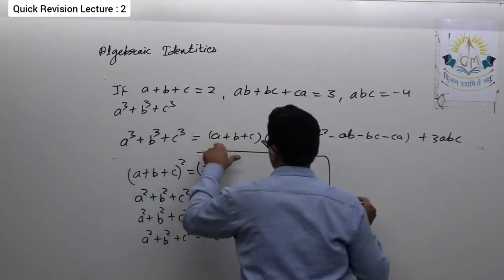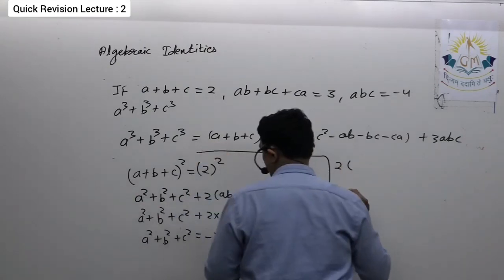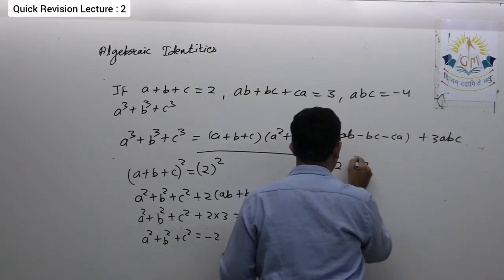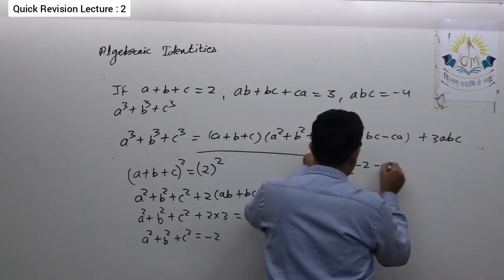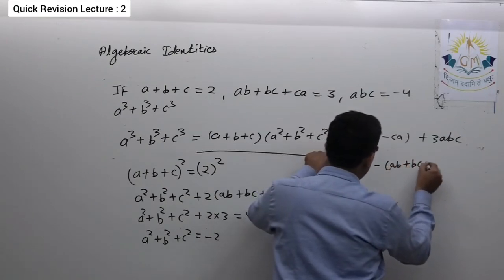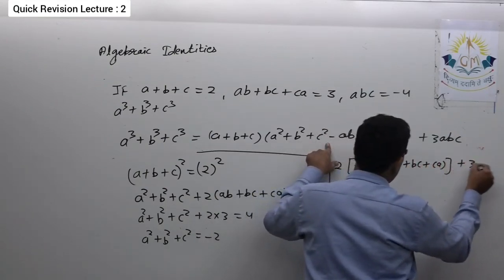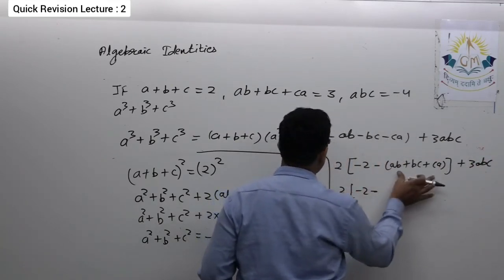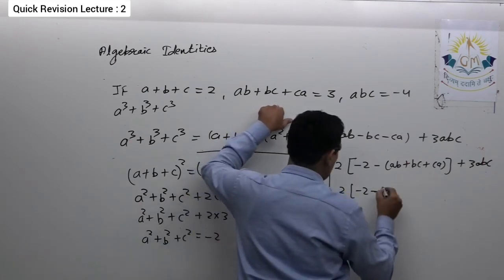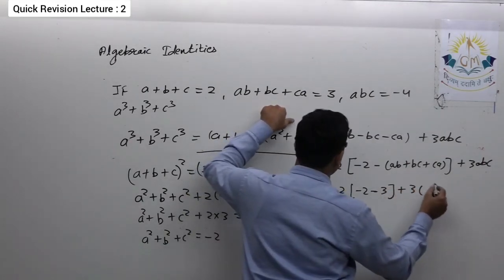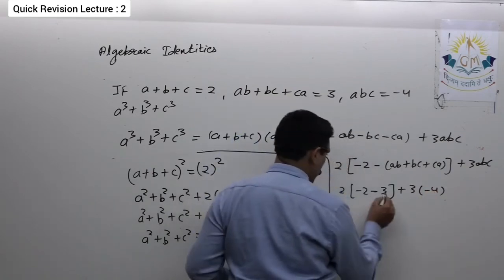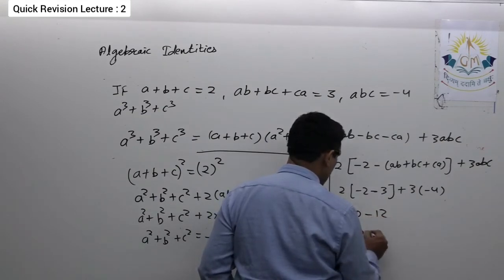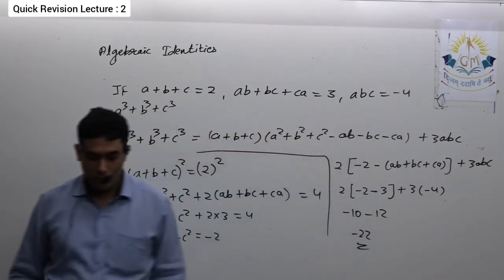Now A plus B plus C was 2. A square plus B square plus C square is minus 2. From here, if I take minus sign common, I will get AB plus BC plus CA plus 3ABC. Okay, so here 2 minus 2 minus. Now AB plus BC plus CA is 3, minus 3 plus 3 into ABC is minus 4. So here minus 5 into 2 minus 10 minus 12 minus 22 will be the final answer. So note it down.